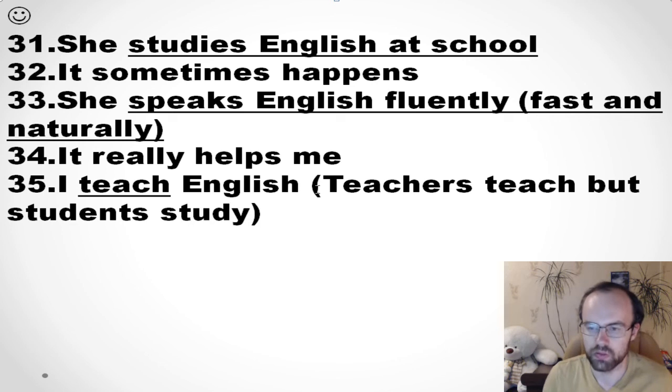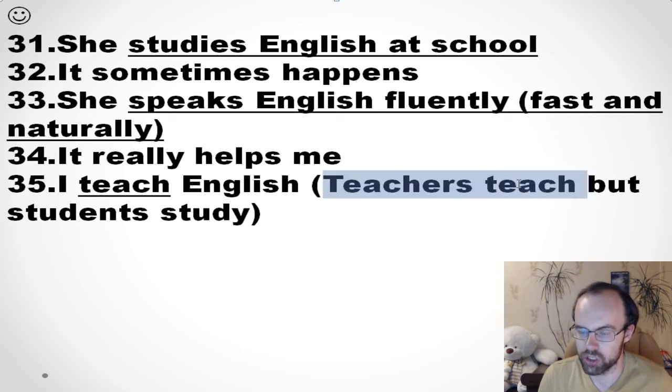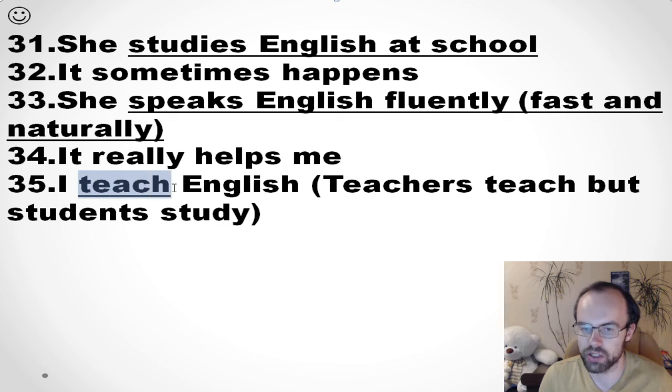Okay? Do you agree or not? So of course, teachers teach, students study, but I also think that good teachers also study if they want to learn something new about this or that subject. Okay? So teach means give knowledge. To teach means to give knowledge.